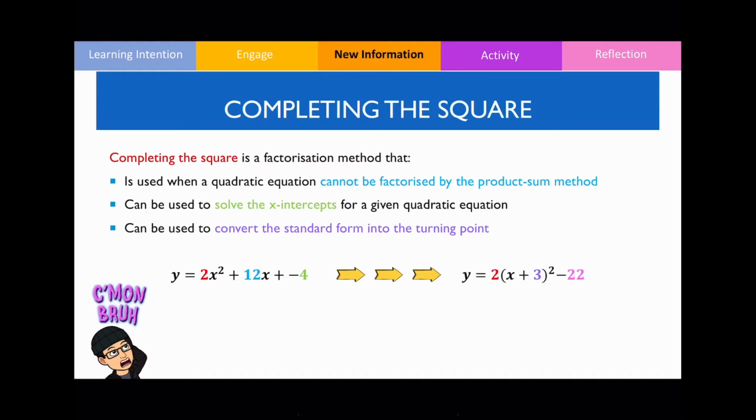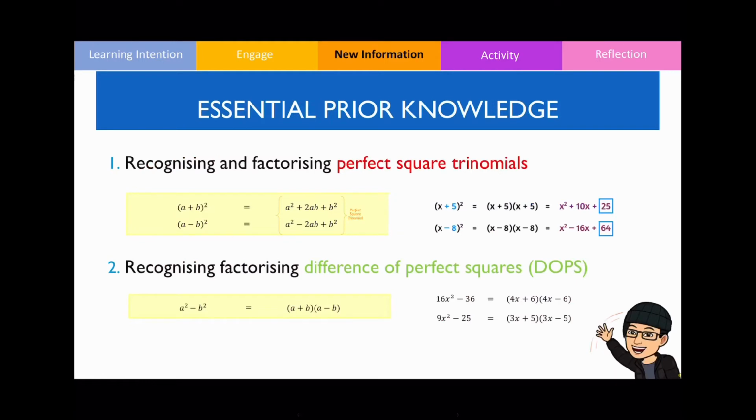You're probably thinking, how do we go from this all the way to this? As I've shown you before, there are a number of steps, and there are also key things that you need to know beforehand in order to do this successfully. This first includes being able to recognize and factorize perfect square trinomials. What I mean by that is if you see something similar to this, you can factorize it back into this form over here. Or another example would be from this back into this form. So that's a perfect square trinomial.